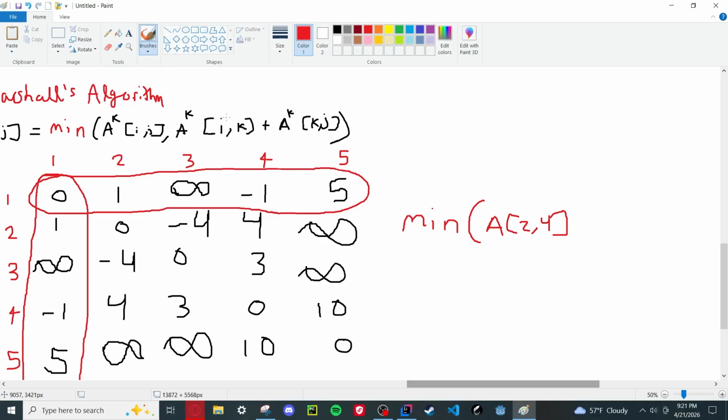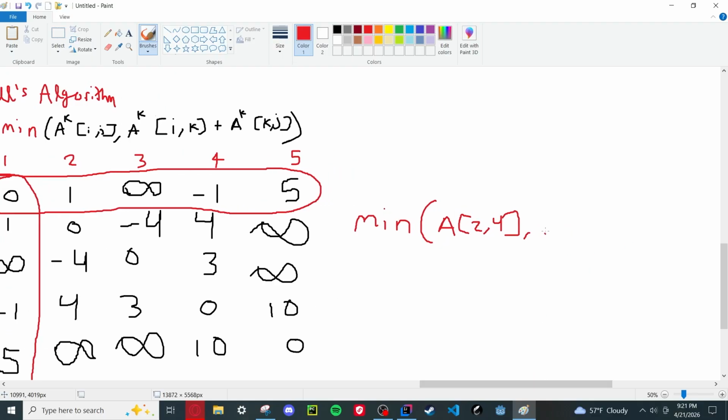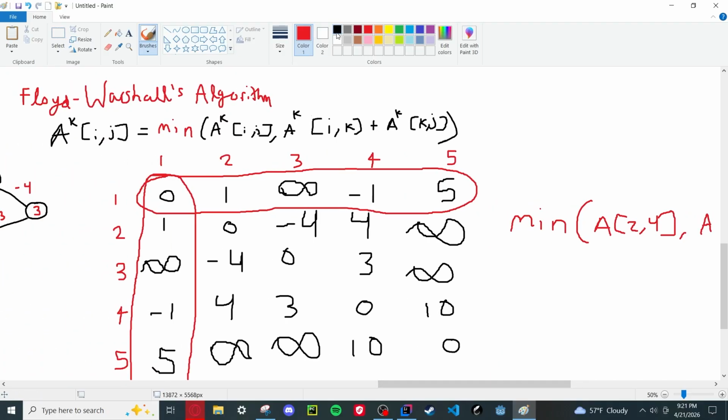It'll get confusing because I do everything on the same one. Then let's compare it to A of 2, 1, because K is 1, plus A of 1, 4. So what is 2, 1? 2, 1 is this value. What is 1, 4? 1, 4 is this value. Is that not the same thing as going here and going here? Well, it is the same thing.